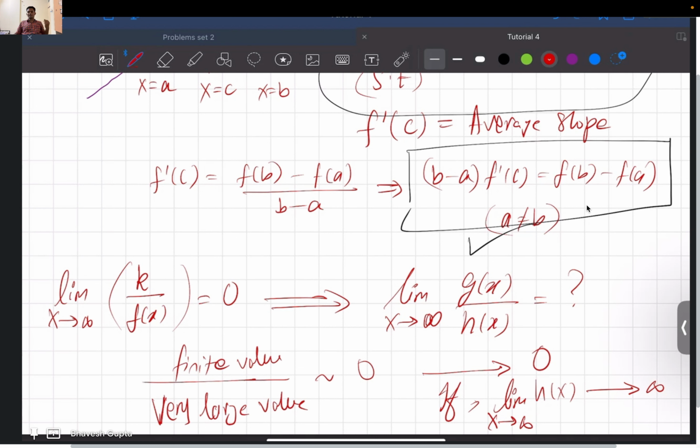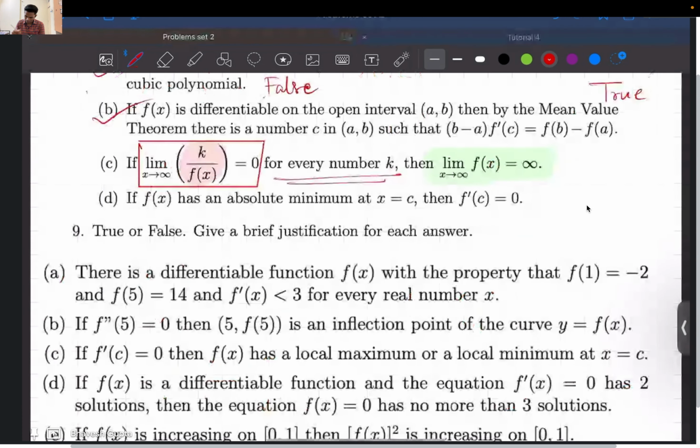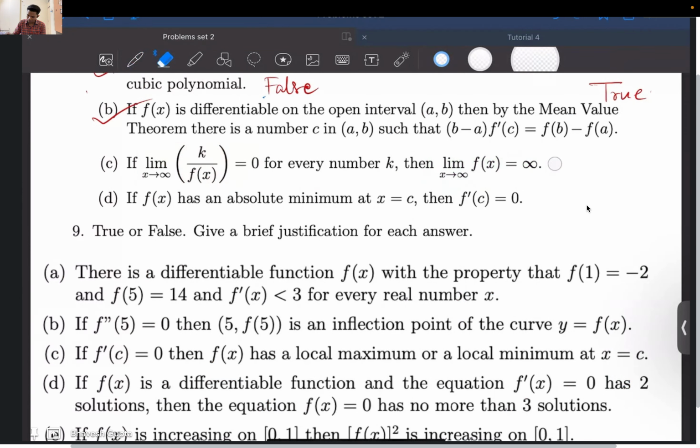Basically, you're trying to divide a very small quantity into infinite pieces. That's what a fraction tells you, right? So that's what it means. That means each individual piece gets almost 0. So that's what the limiting behavior tells you. So this statement is true. That is true for all numbers k. So this statement is true.